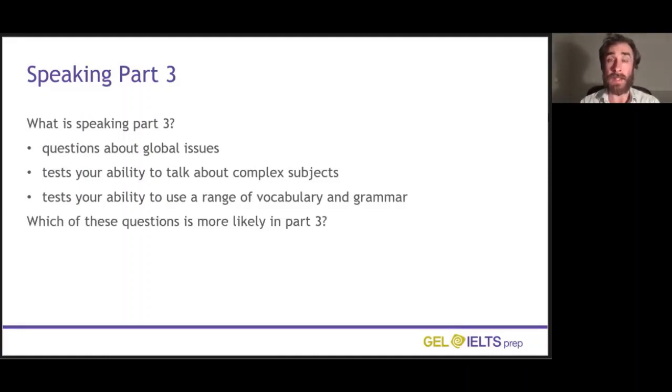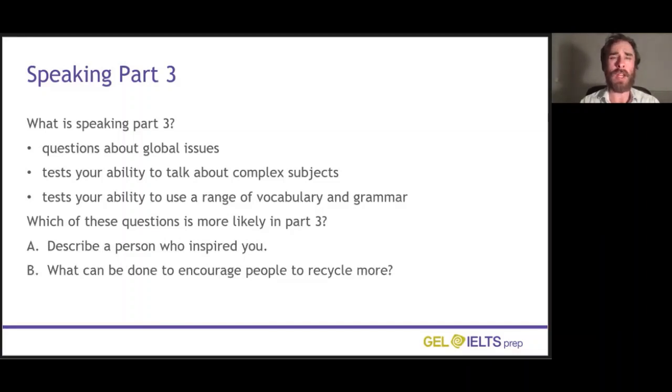Have a look at these 3 questions. I'd like you to decide which of them do you think is more likely to be a part 3 question. A. Describe a person who inspired you. B. What can be done to encourage people to recycle more? And C. How do you usually travel to work or school? Look at the first question below this video and choose the option which is more likely to be a part 3 question.